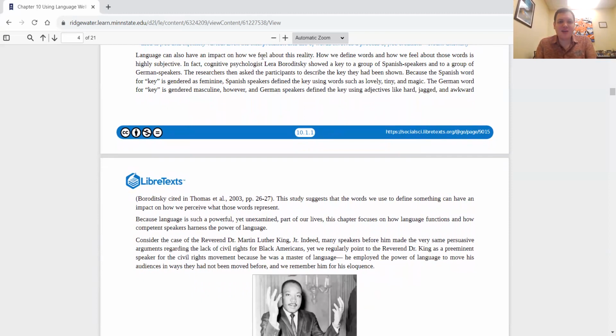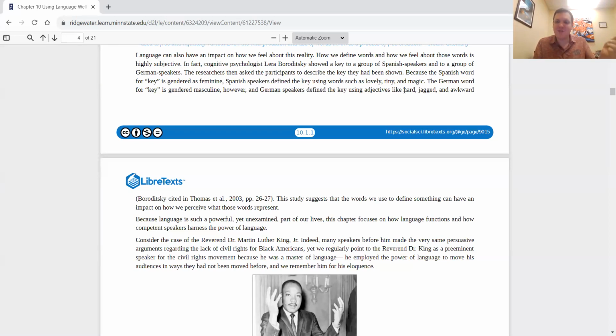Language also has an impact on how we feel about reality. We see a lot of languages around the world use gendered language. The example this textbook gives is that the Spanish word for key is gendered as feminine, so Spanish speakers defined the word key using words such as lovely, tiny, magic, whereas the German word for key is gendered as masculine, so German speakers defined it with adjectives like hard, jagged, and awkward. When we look at those gendered languages across the world, the gender of those different words frames how the people who use that language view that word, even if it's something just like a key.